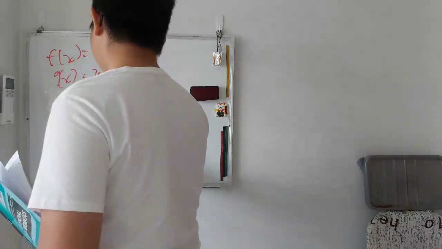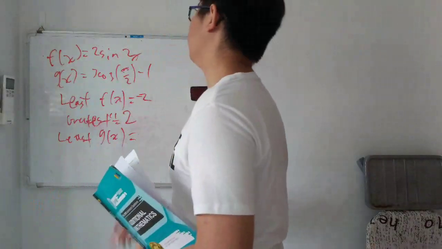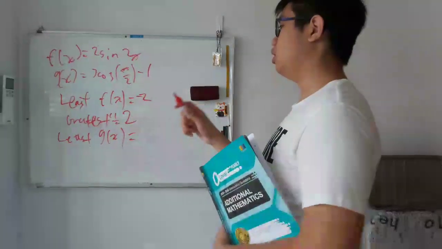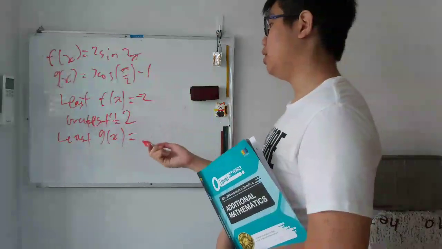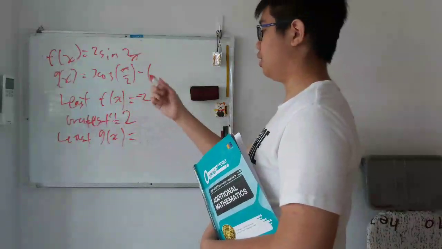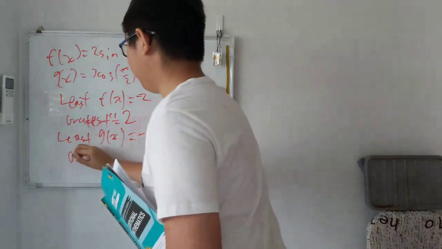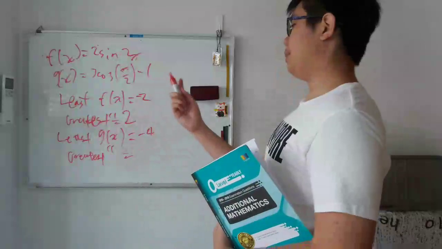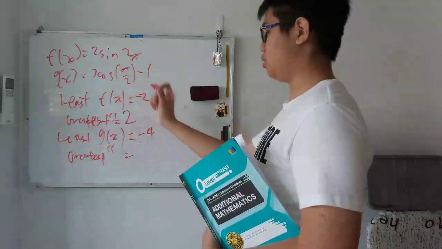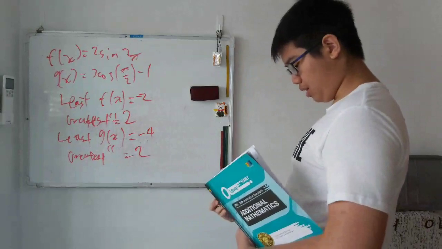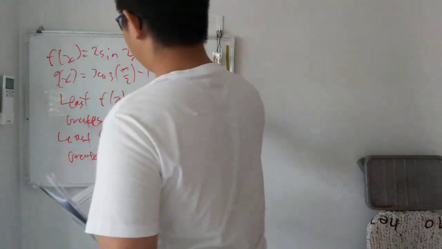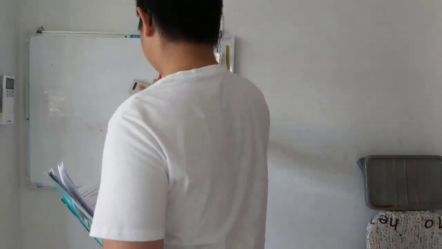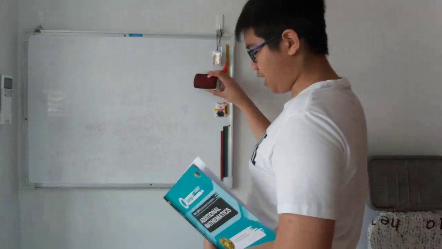Least of g(x), what is this equal to? Remember, the angle doesn't matter here. The function will still run in such a way that the maximum is 1, minimum negative 1. So the least will be negative 3, negative 1, so this will be minus 4. Greatest of the function, remember that this maximum has 3 minus 1, so this will be 2. Okay, that is simple. Those are parts 1 and 2, 3 marks total. Stating least and greatest values of f(x) is 1 mark, g(x) is 2.